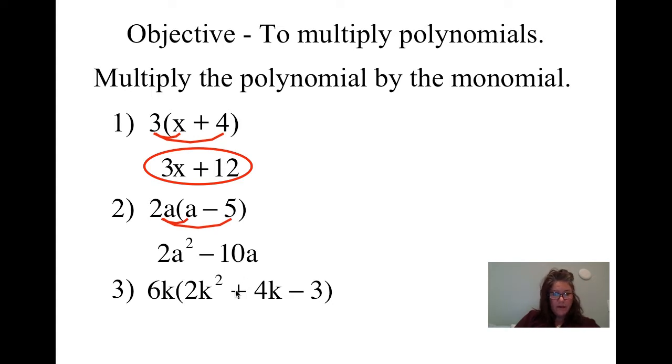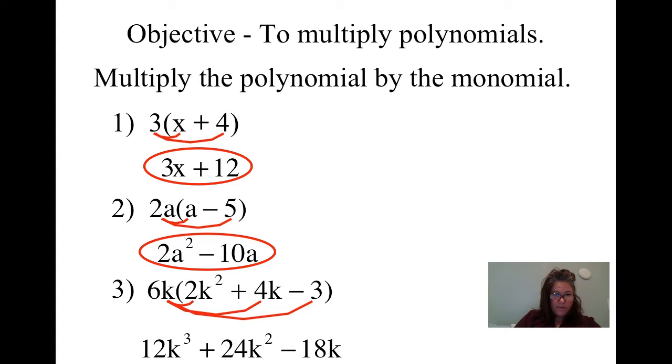You try the next one. I'm going to pause it, and you finish up number 3. Alright, now, check your work. You should end up with 12k to the third plus 24k squared minus 18k.